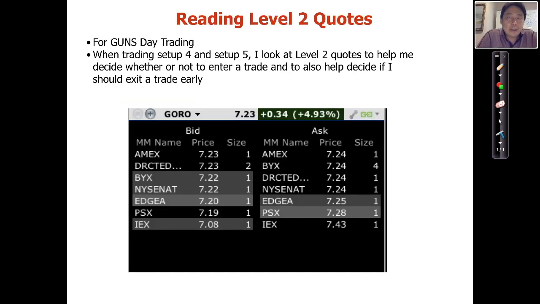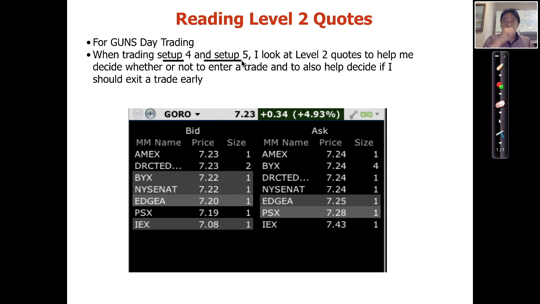Okay, hi guys. So in this video, I'm going to show you how to read level 2 quotes, also known as market depth. Level 2 quotes are useful only in intraday trading, again for the guns strategy. And I only read level 2 quotes when I trade setup 4 and setup 5, which you now know is when I take a setup when the market has opened.